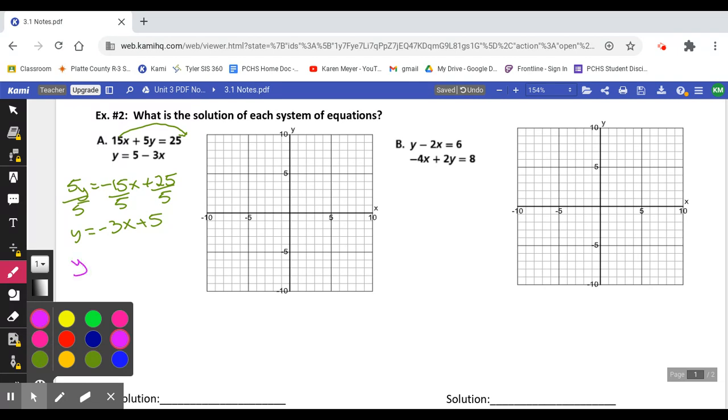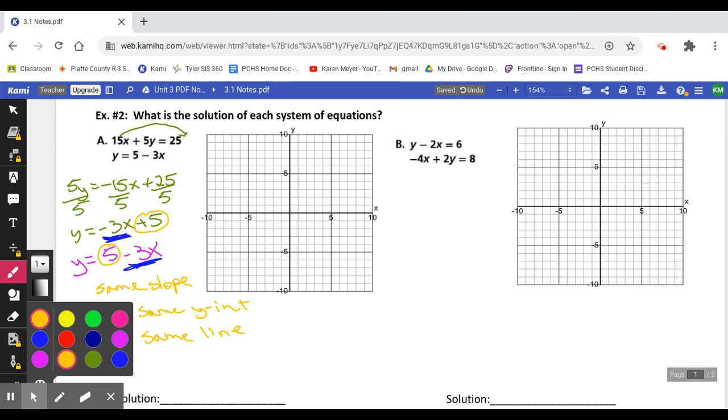And then my second equation is already in slope-intercept form, so I don't have to rearrange that one. But what do you notice when you look at these two equations? Does everybody notice that they both have a negative 3x, and then they both have a positive 5? So even though the second one is written backwards, they are both the same line. If you have the same slope and the same y-intercept, that means they're both the same line.